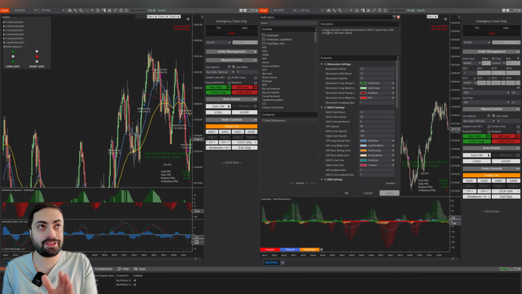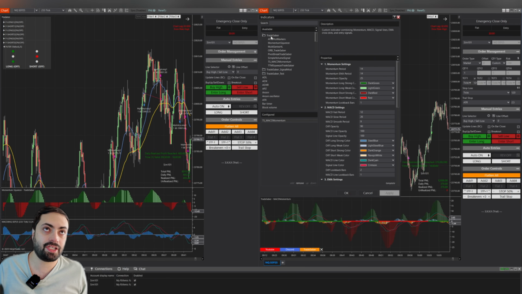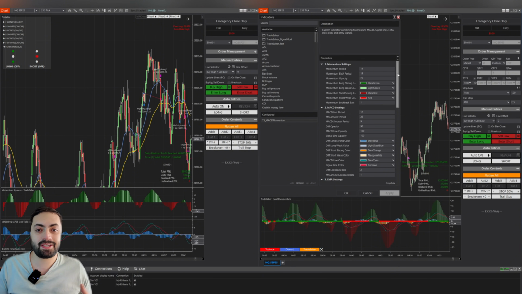So I just really quickly wanted to talk about how this indicator works in case you guys want to mess around with it. You're going to find it in your TradeSaber folder, and it's going to be the TS MACD momentum. And this indicator is very straightforward. It's just mixing your momentum squeeze indicator. That's the same one from the TTM squeeze indicator video I made. This is just the momentum part of it.